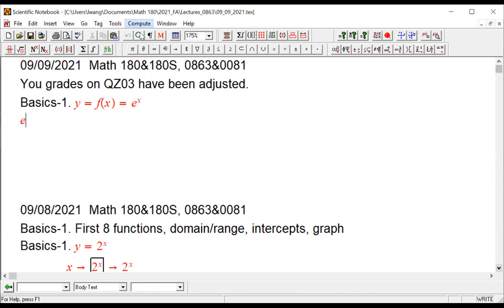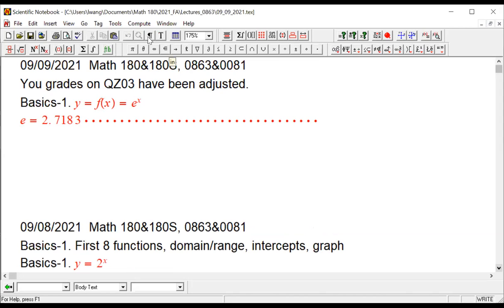I'm going to bring back the numerical value of E. This one shows only 4 decimal places after the decimal point. Actually, there are many, many decimal places, as many as you wish. This is a very interesting number, and it turned out to be very, very useful. But all we need to know is that E is between 2 and 3. You don't have to worry too much about this number.